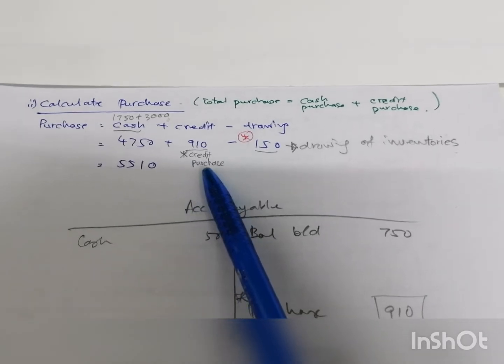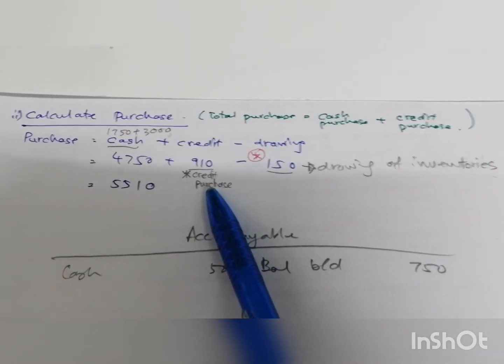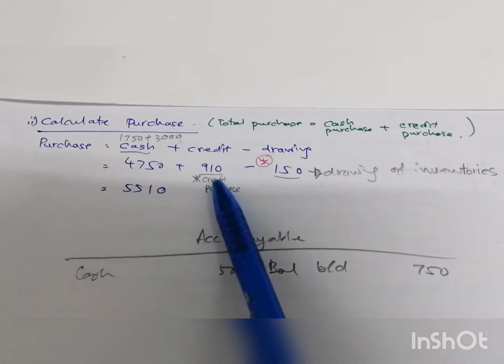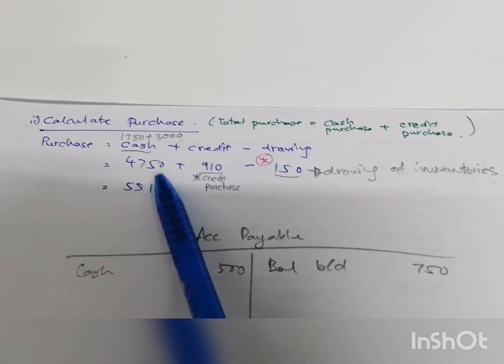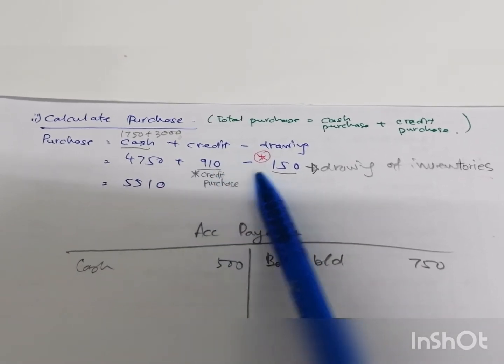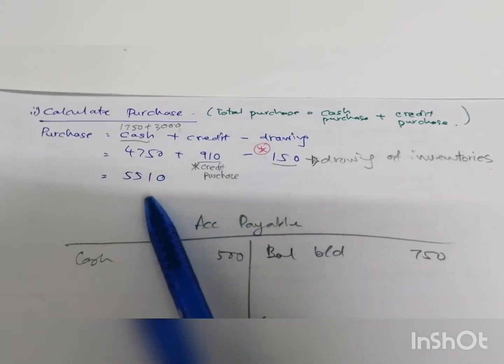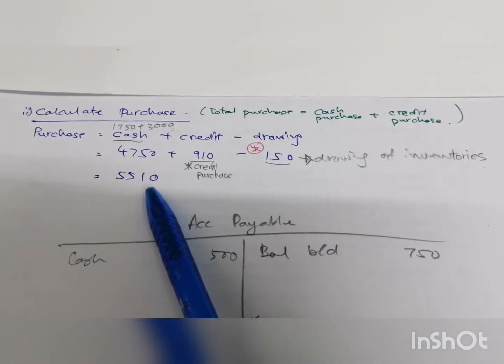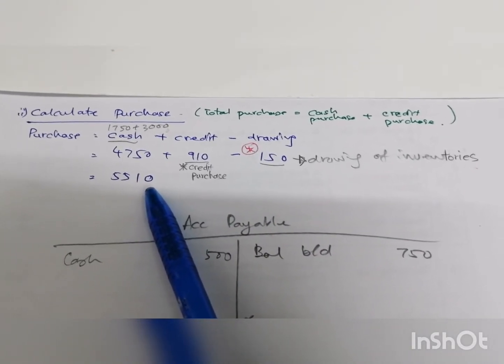So credit purchase 910. Add up 4,750 plus 910 minus 150, you get your total purchase 5,510.